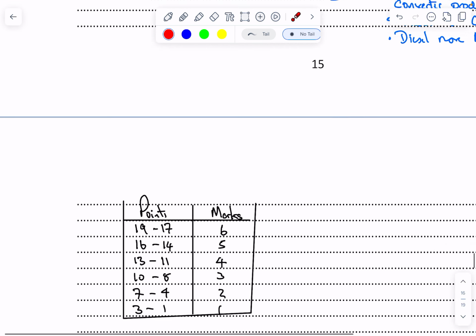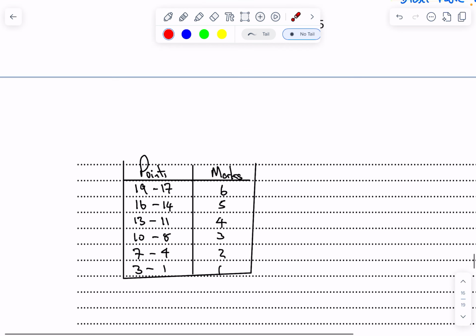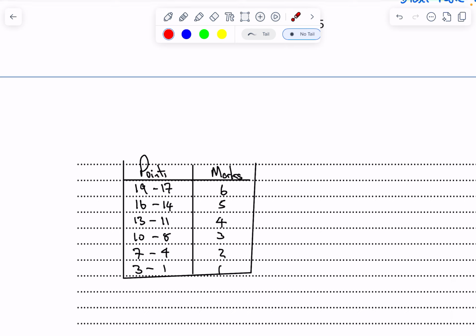I've counted up the bullet points. There are 19 bullet points, so if you can award yourself marks in this way, so if you've got 17 or more, get 6 marks and continue working that way to give yourself a total marks for that 6 marker.